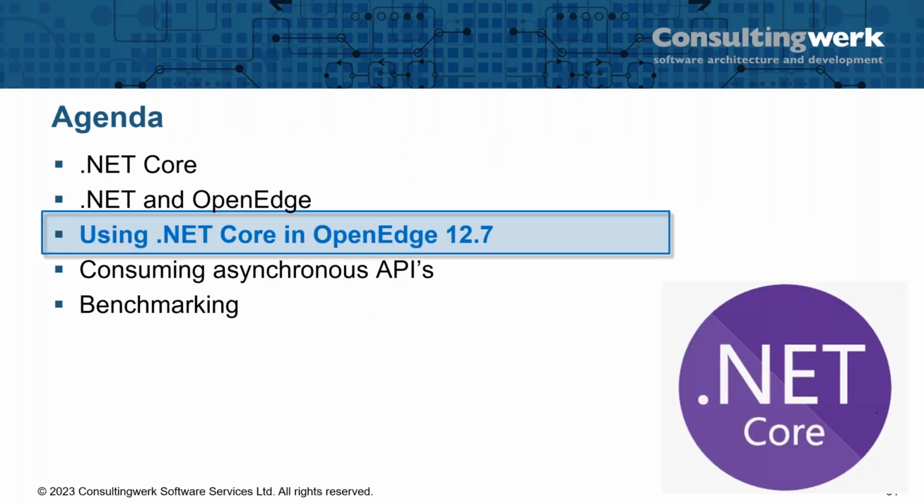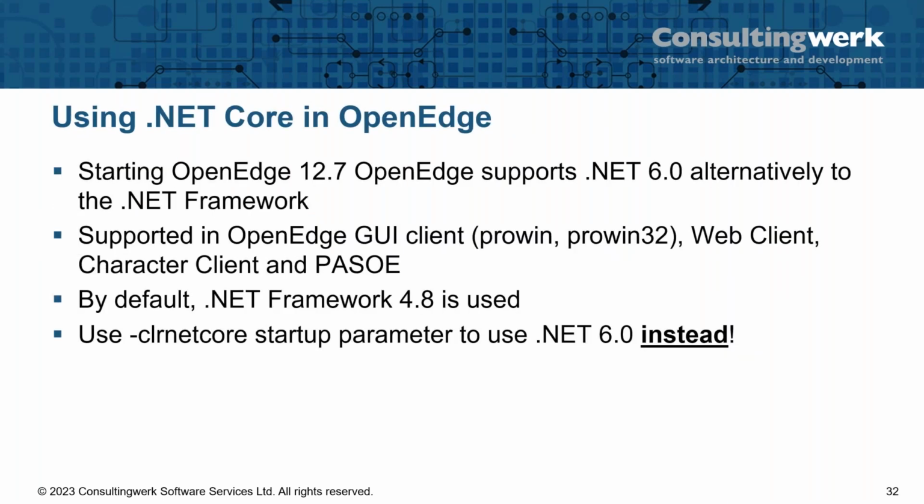Now, let's see what is the new stuff that we have in 12.7. So now OpenEdge alternatively supports the .NET runtime. That means as a developer, and somebody who maintains an application at runtime, we need to decide whether in that ABL session we want to have the .NET Framework up to version 4.8, or whether we want to have the .NET Core framework, .NET 6.0, whatever you call it.